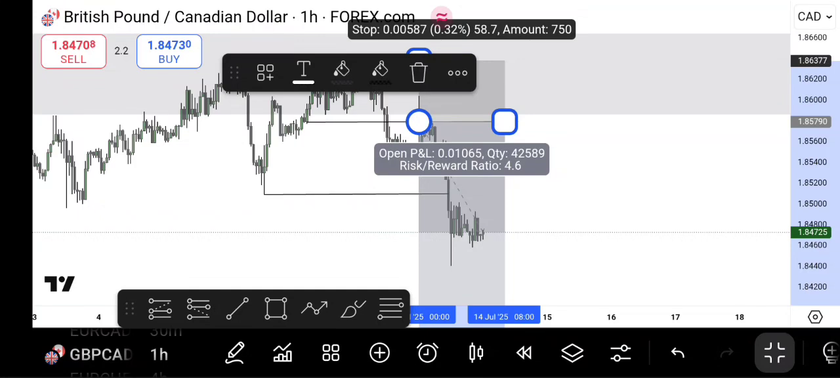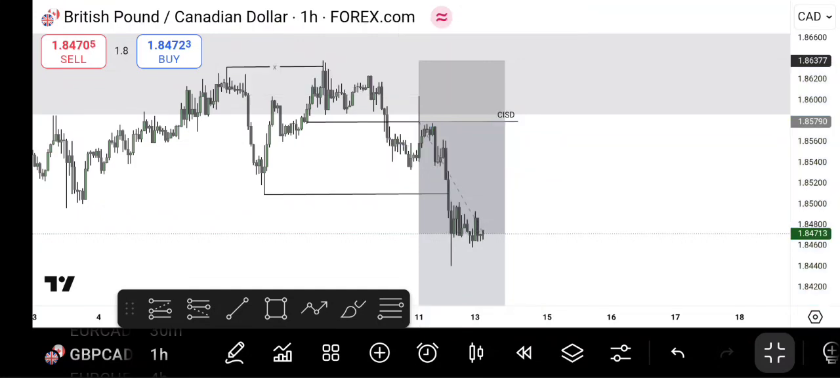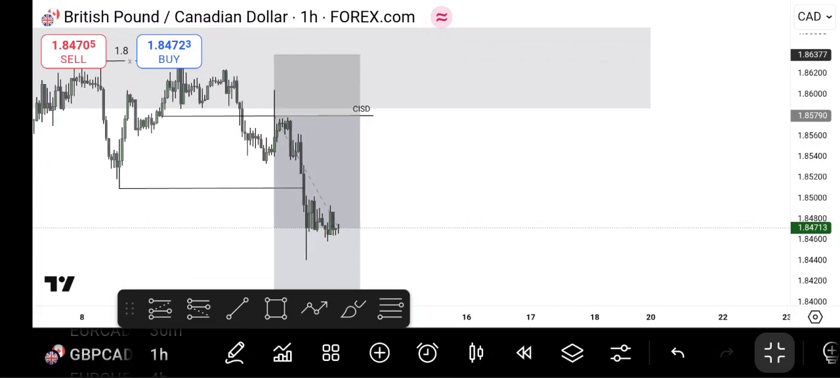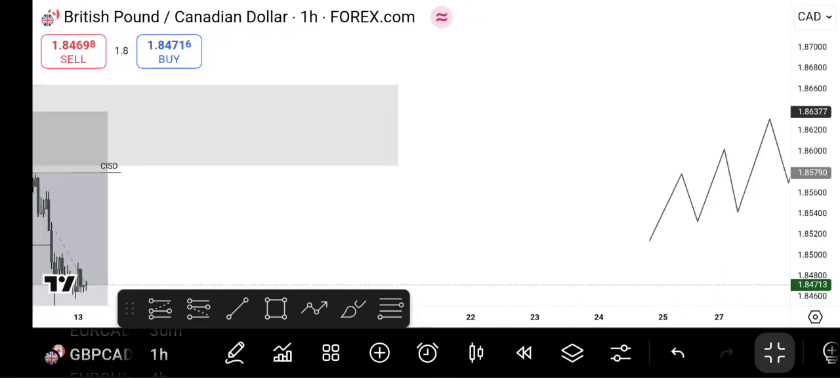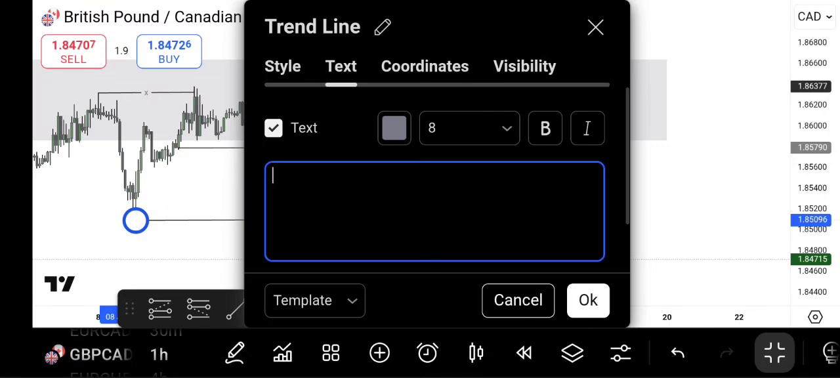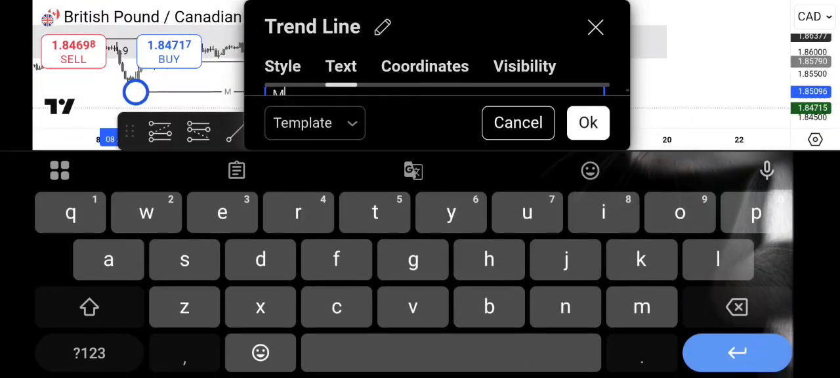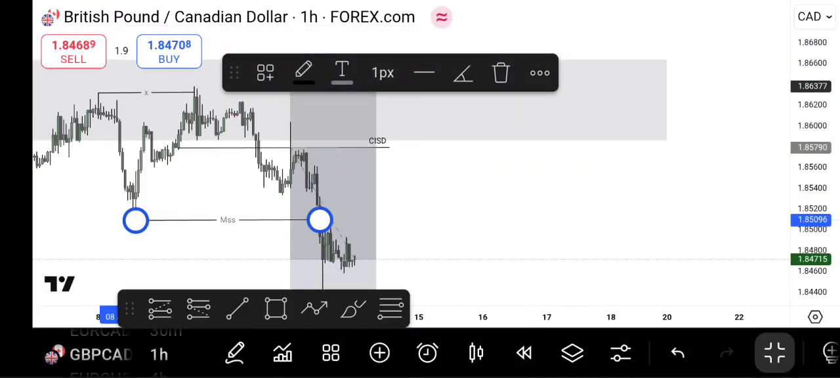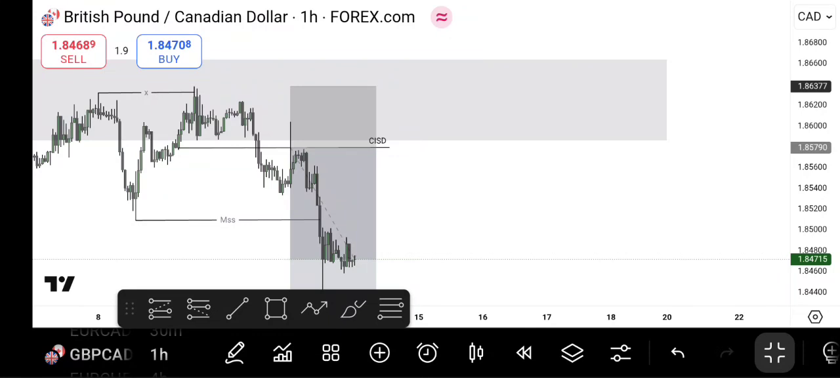So that's it. This is the simple ICT system that I use to trade these days. That's all I wanted to show you on the difference between CISD and market structure shift. That's all I have to show you guys.